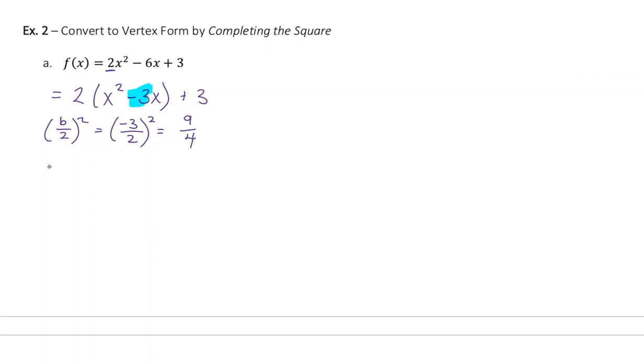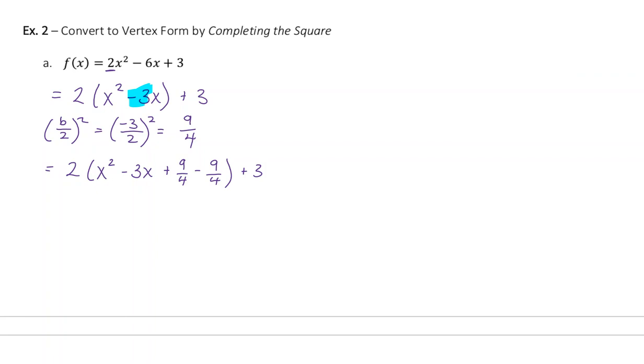9/4. Now with that value, what we want to do is add and subtract that value inside of our brackets, and we're leaving it as a fraction. So plus 9/4 minus 9/4.